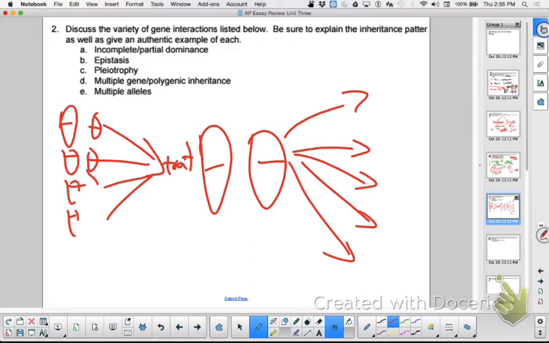All right, and then multiple alleles, your best example there is blood type. So you don't just have big I and little i, you have big I A, you have big I B, and you have little i, and so you can have a combination of any of those to get your final blood type.